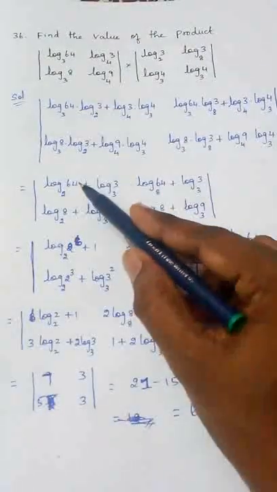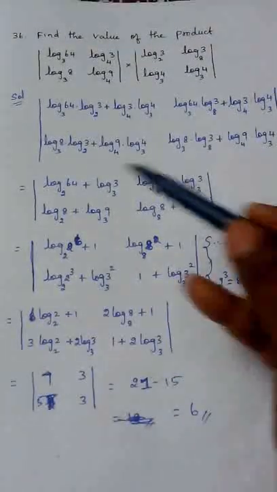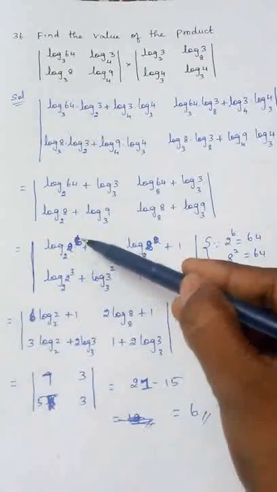Now 64 is written as 2 power 6. 2 power 6, if you expand, you will get 64. So 64 means I can write it as 2 power 6.